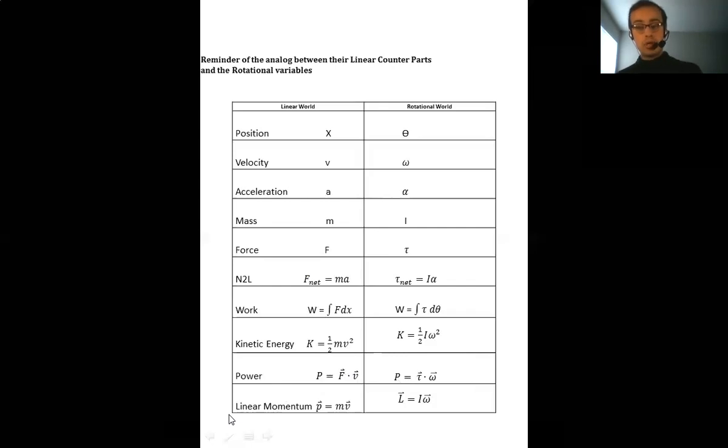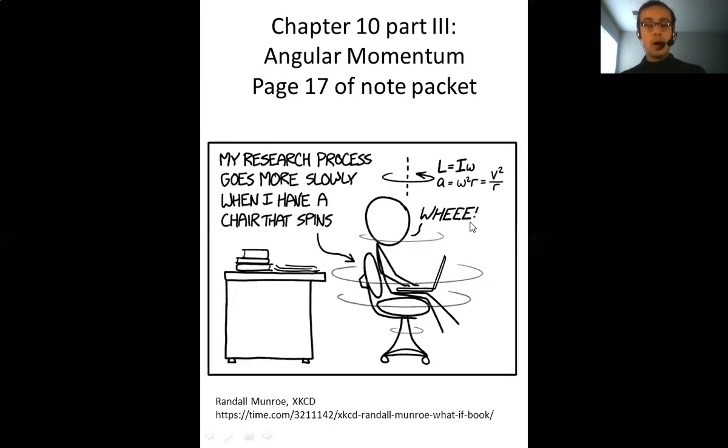Linear momentum, which is a quantity that we met in one of the previous chapters, in chapter 8, momentum is equal to m times v. But in the angular world, there is something called angular momentum, and angular momentum is equal to the moment of inertia times the angular velocity. So what exactly is this quantity of angular momentum? What exactly does that mean?